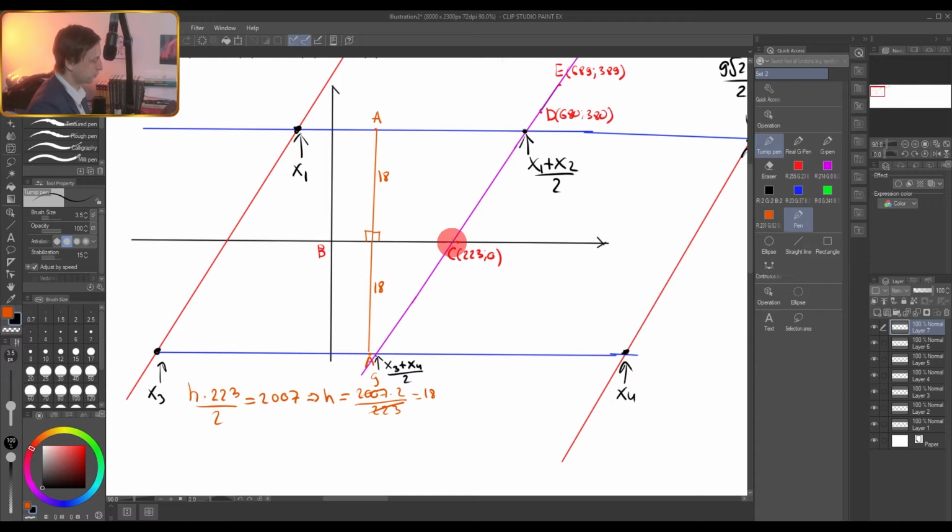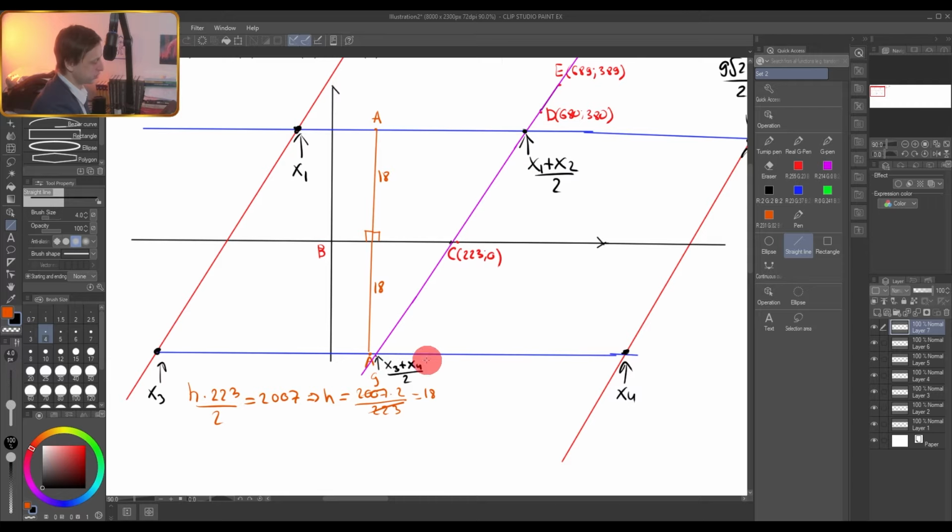For example, this point is exactly in between these two points. So here is a segment. It is also a midline of the parallelogram. Why is it a midline of the parallelogram? Well, obviously, because this line is parallel to this one and they are at the same distance from it. So this point is exactly the midpoint of this segment.